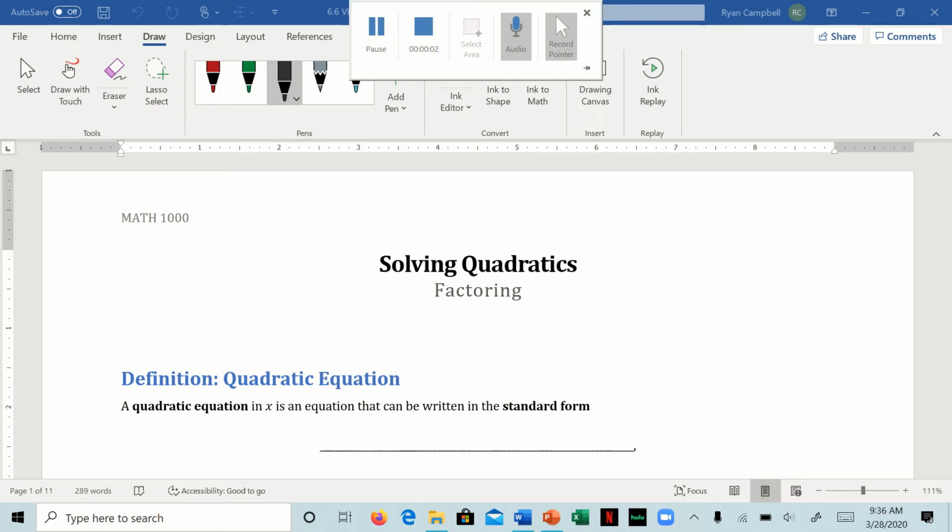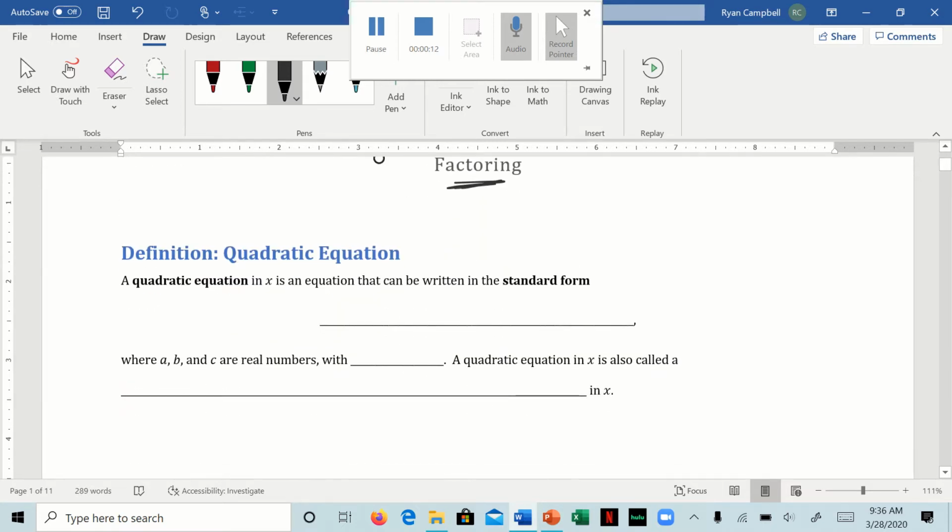Now let's talk about solving quadratics, or quadratic equations. We're going to mostly talk about how to solve them using factoring for this lesson. First things first, let's talk about what quadratic equations actually are.